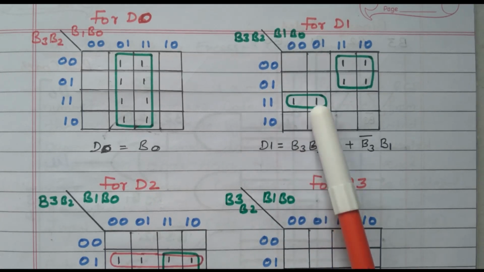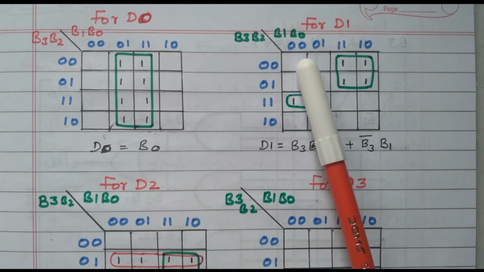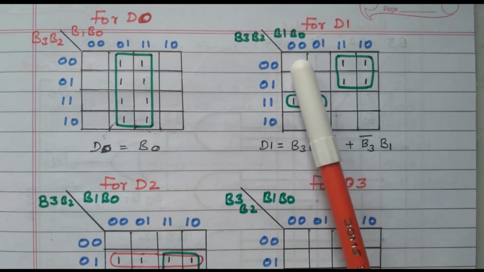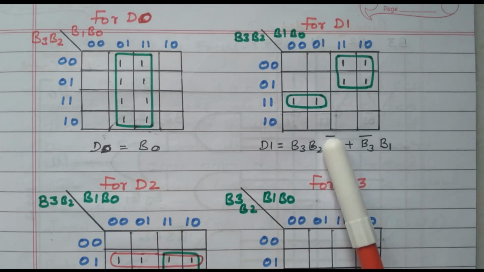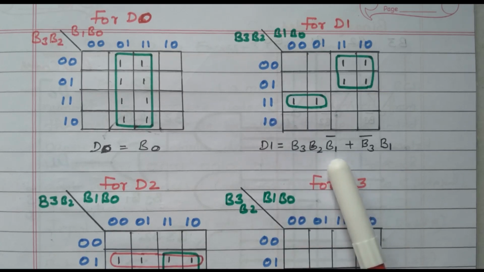We have to refer to the first column and second column: 0 0 0 1. Right. So this second 0 and second 1 got cancelled. This 0 is available commonly, the first 0. First 0 means B1. Because of 0 it is B1 dash. So it is B3 B2 B1 dash.